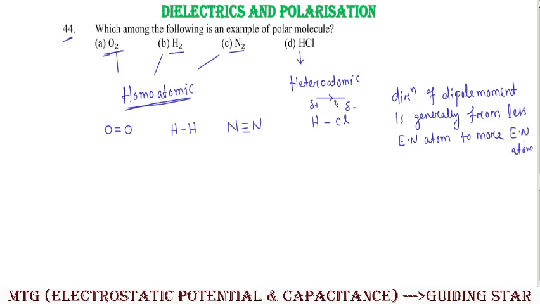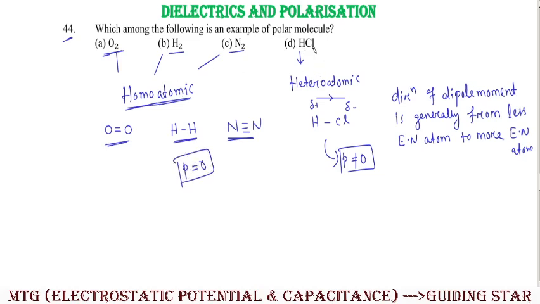So in this particular case, this molecule will have a net dipole moment which is not equal to 0. But these three, as they are homoatomic, so always remember, if homoatomic molecules are there, their net dipole moment will always be 0.